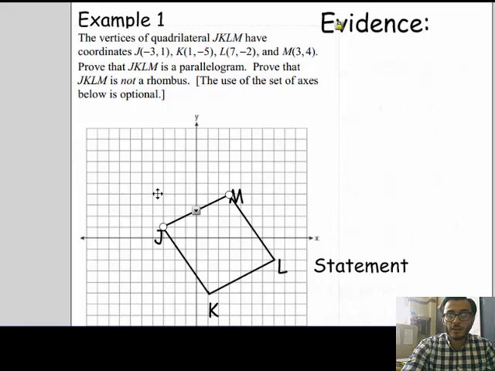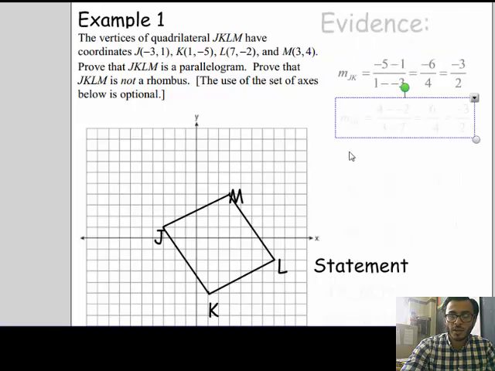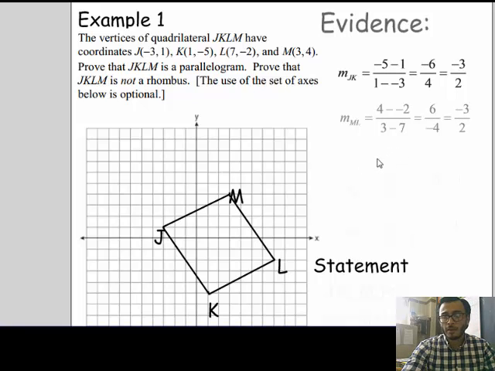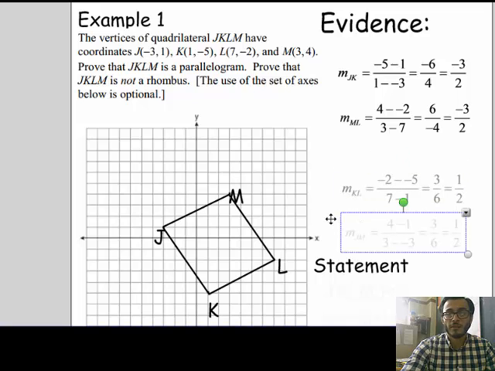Alright, so the evidence part is going to be the slopes that I find. So let's go ahead and find the slopes for each individual one. I went ahead and did that already. There's a slope of JK, there's a slope of ML, and if you're wondering if you have to show the work for each of the 4 sides, the answer is yes, you do have to show the work for each of the 4 sides, because it's a proof, so you have to give evidence.